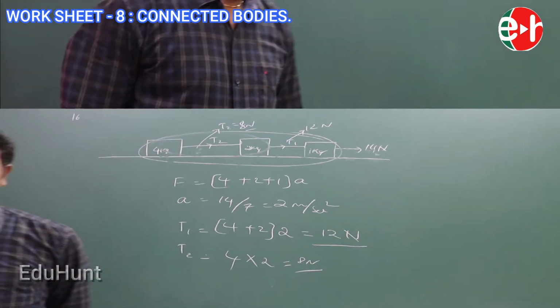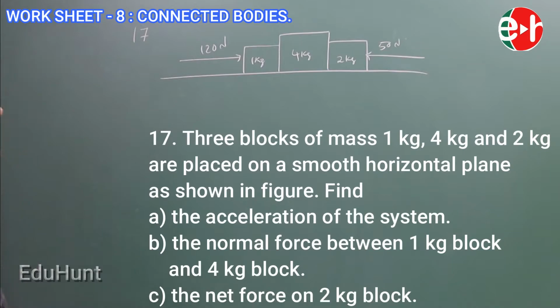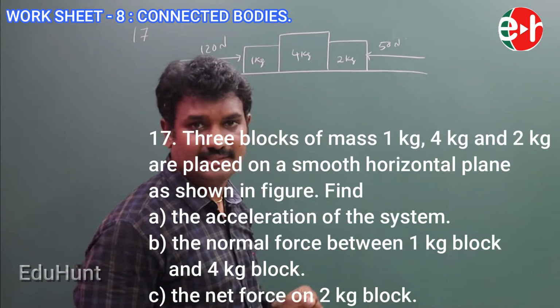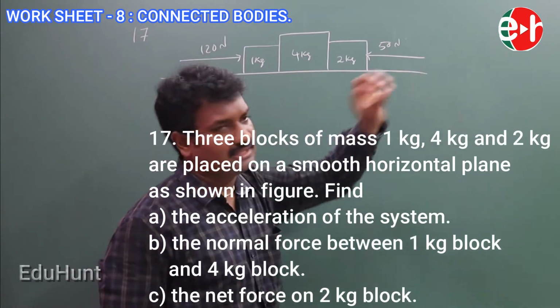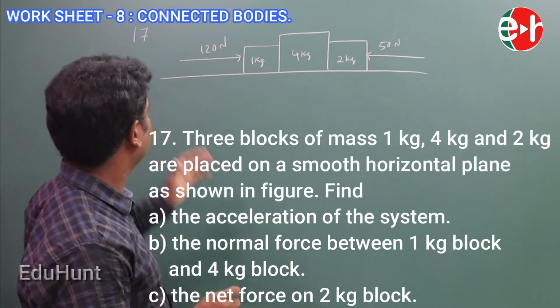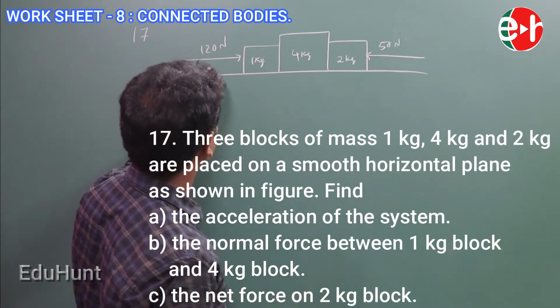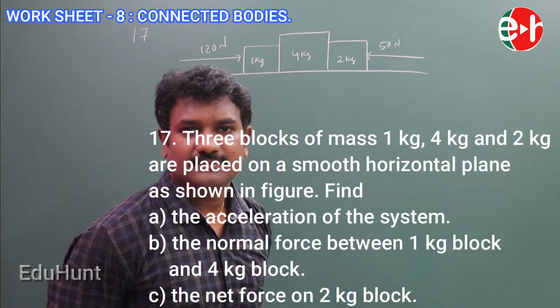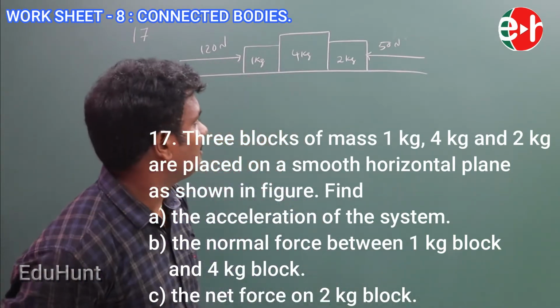Good. Note down. This is very interesting. There are 3 blocks, each of mass 1 kg, 4 kg and 2 kg, kept on a smooth horizontal surface. 2 forces are acting here in opposite directions. So one is 120 newtons and the other is 50 newtons. Now the question is, what is the acceleration of the system?